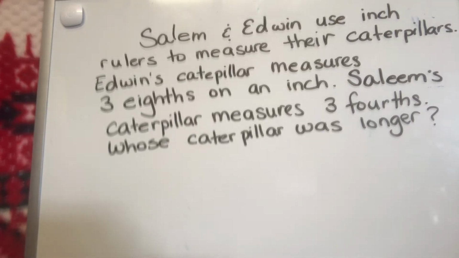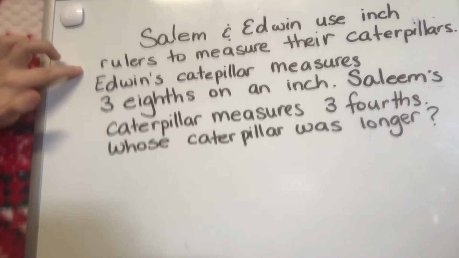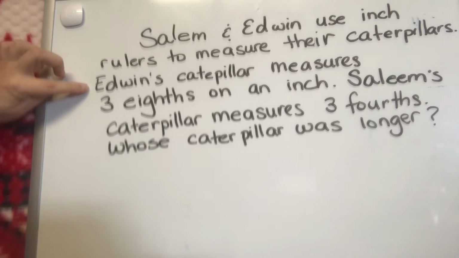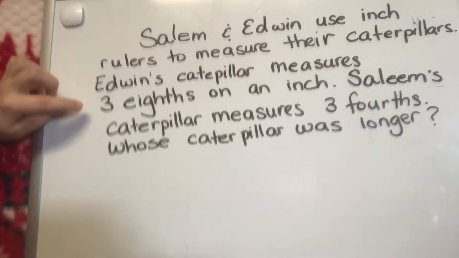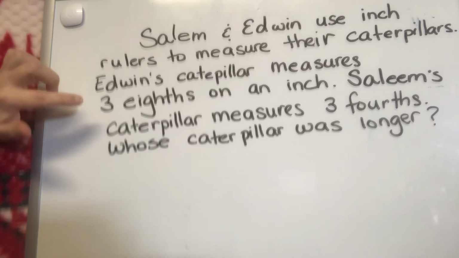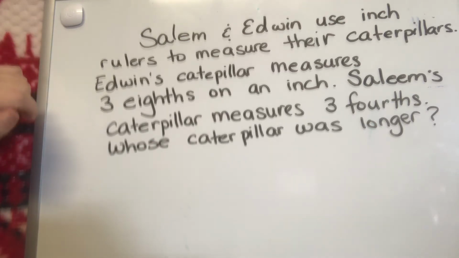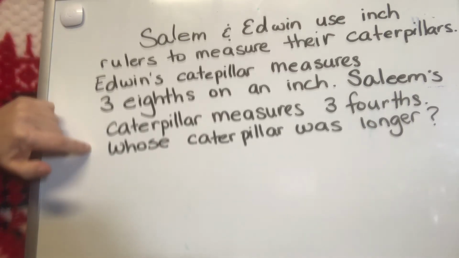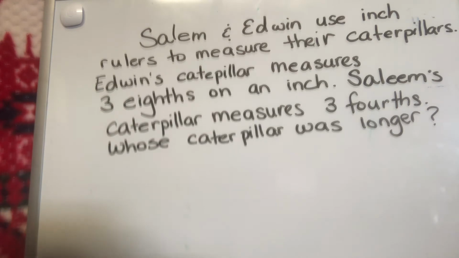Okay, so let's look at this word problem. It says Salem and Edwin use inch rulers to measure their caterpillars. Edwin's caterpillar measures 3/8 of an inch. Okay, and Salem's caterpillar measures 3/4 of an inch. Whose caterpillar was longer? So the first thing I want to do is look out for some powerful words, right?